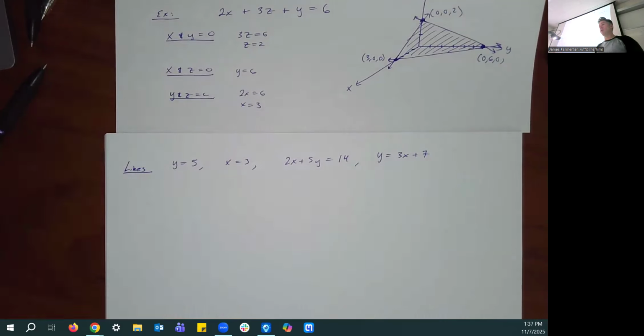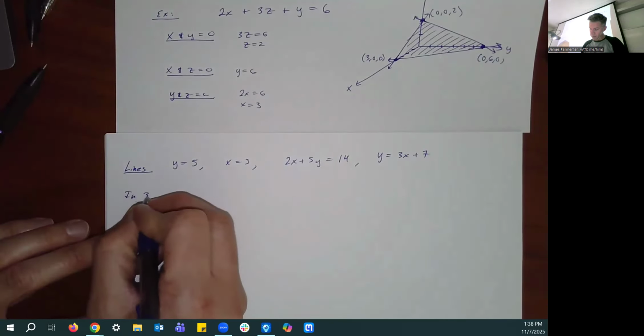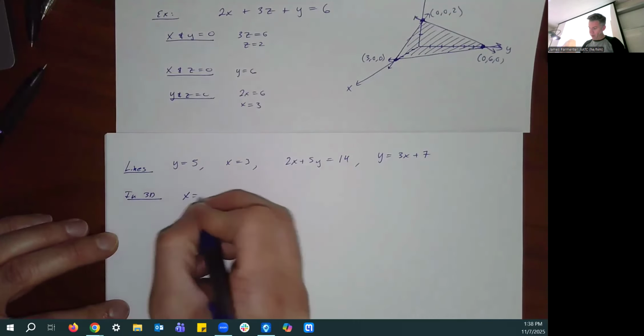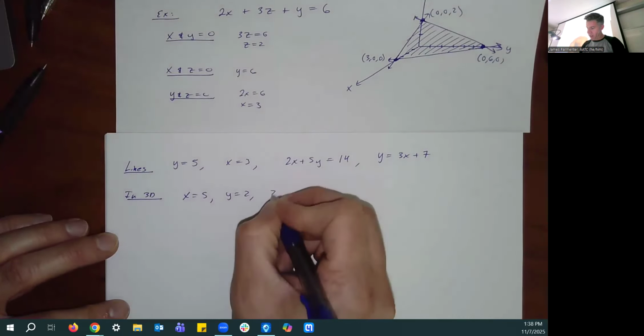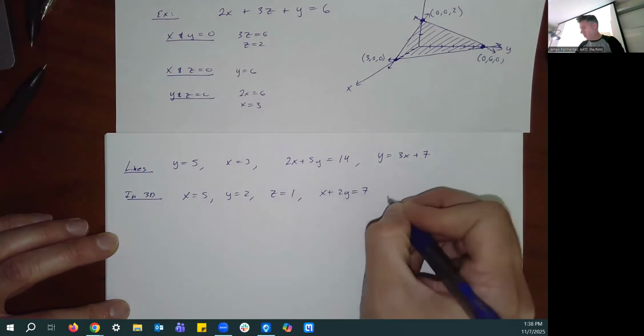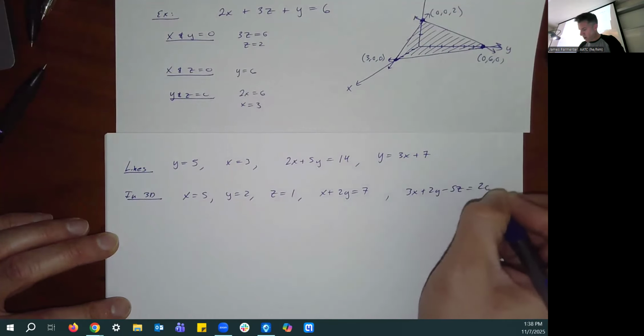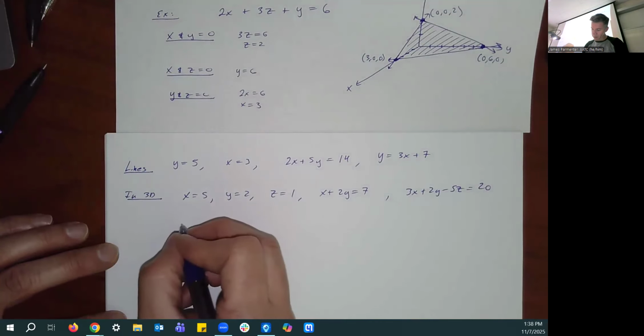In a similar way, in 3 dimensions, as long as all your variables are raised to the first power or aren't present, you're going to get a plane. Something kind of 3-dimensionally linear as opposed to 2-dimensionally linear. So in 3D, something like x equal to 5 or y equal to 2 or z equal to 1 or x plus 2y equal to 7 or 3x plus 2y minus 5z equal to 20. All of these are equations of planes.